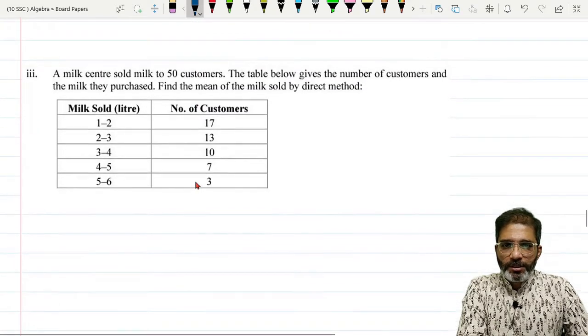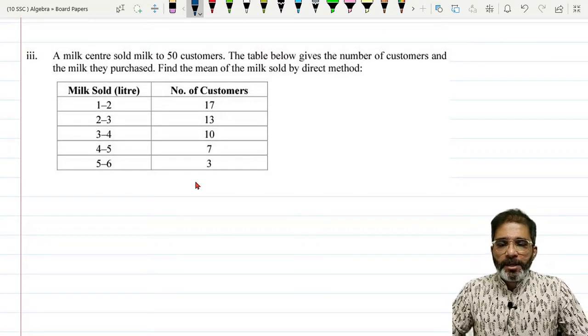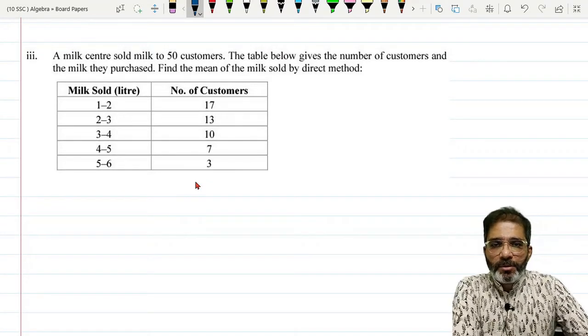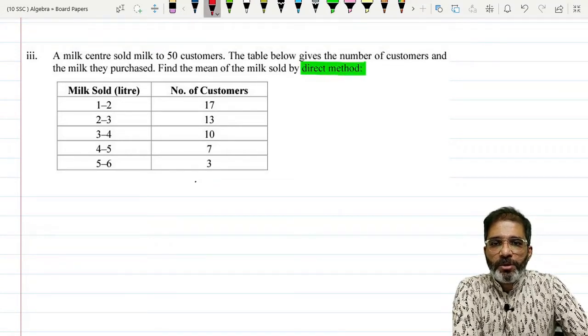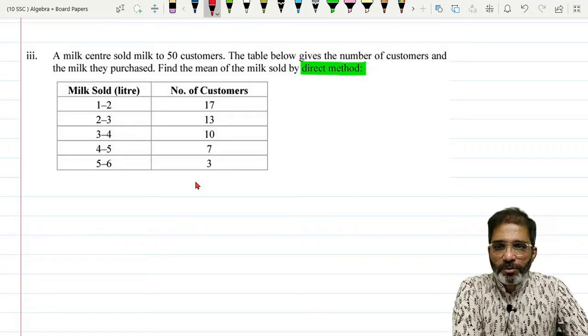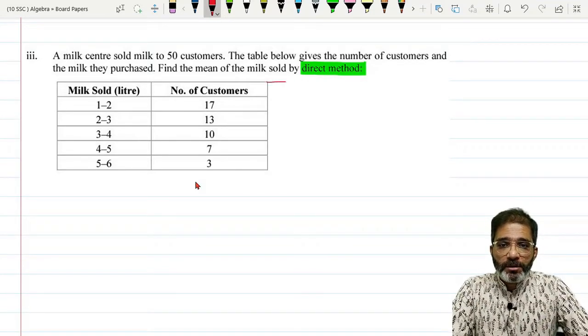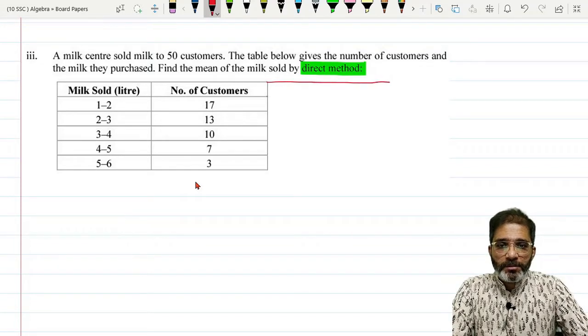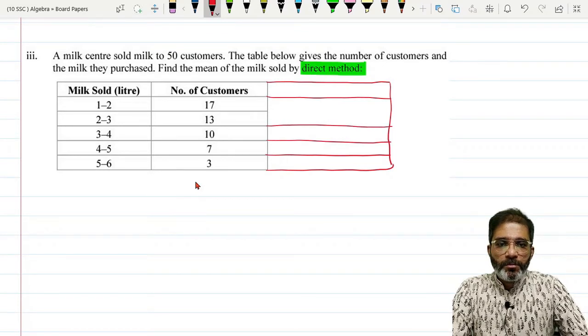Okay, now the next is, students, we have to solve the particular sum by a direct method. So whenever we are solving by a direct method, students, we need total how many columns? 2 columns. I'm just continuing the sum in the question itself. So let us make columns. Yes, 2 columns we need. Okay, so what are those 2 columns?